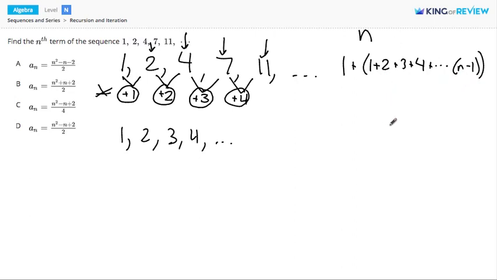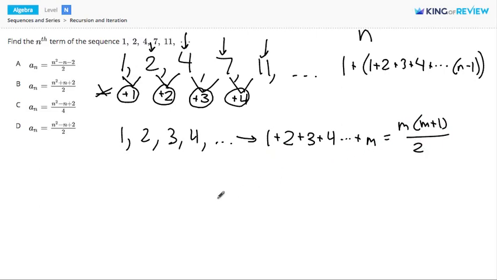So this is another way to express the nth term, but it still doesn't look like any of our possible formulas in our answer choices. But there's a very nice rule that says if we want to add up this sequence that we have here, 1 plus 2 plus 3 plus 4, and so on, and let's say we stop at some number m, there's a mathematical rule that says the sum of all the whole numbers from 1 to m is m times (m plus 1) over 2.